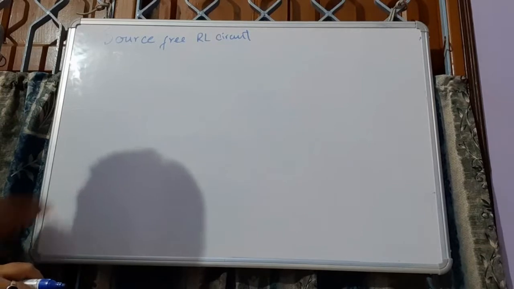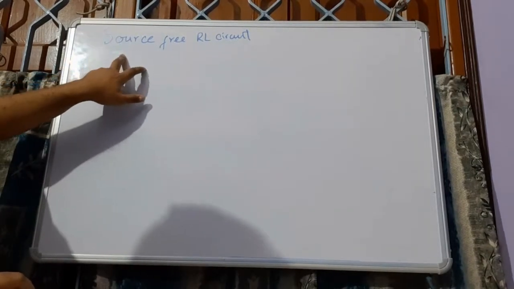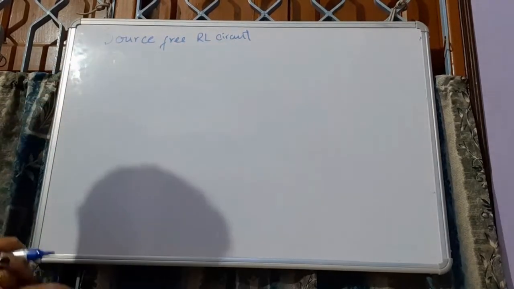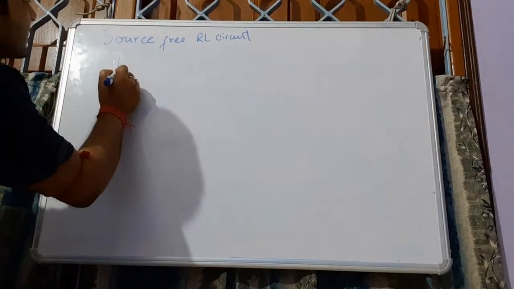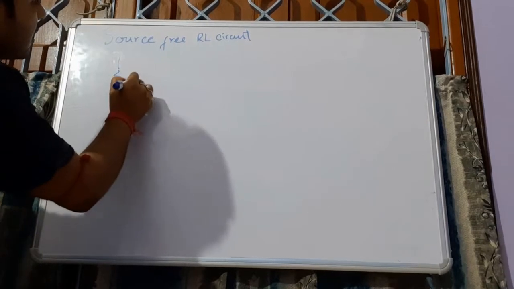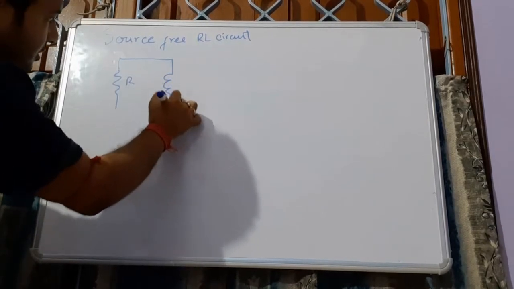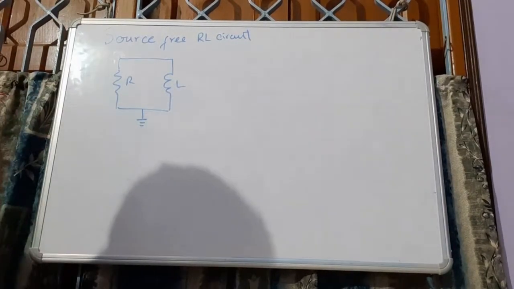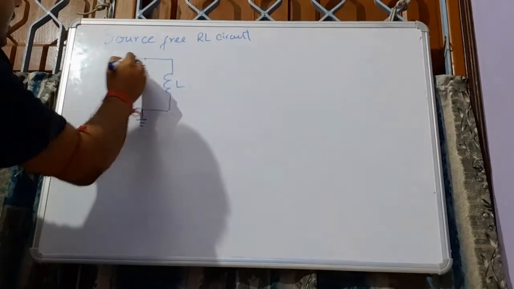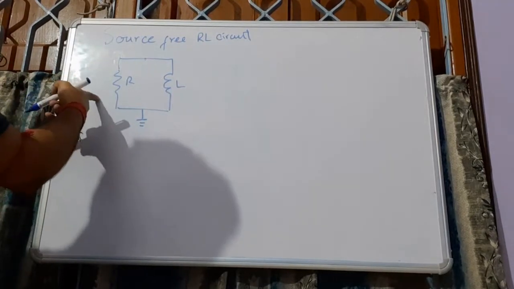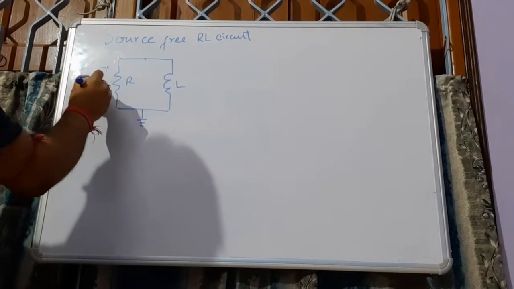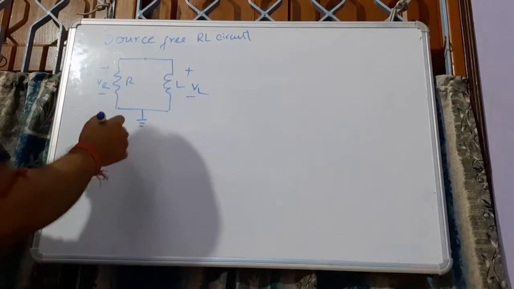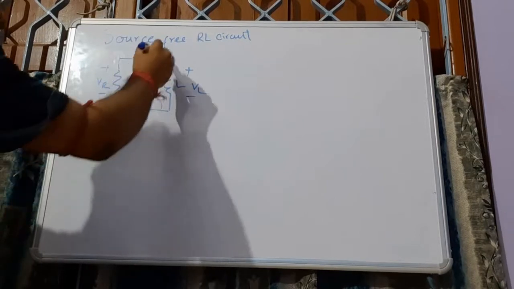In this tutorial we will see another first order circuit, that is the source free RL circuit. So what will be the circuit? This is the R and this is the L and this is grounded. Now the voltage across R is VR and the voltage across L is, suppose, VL, right? Now the current flowing through this circuit is I.